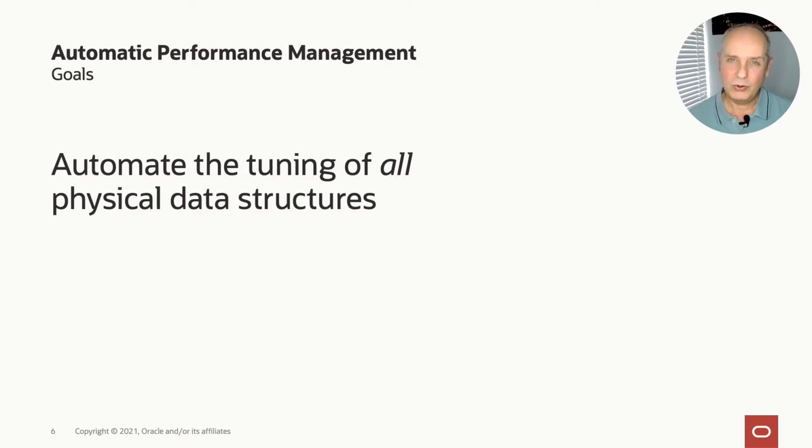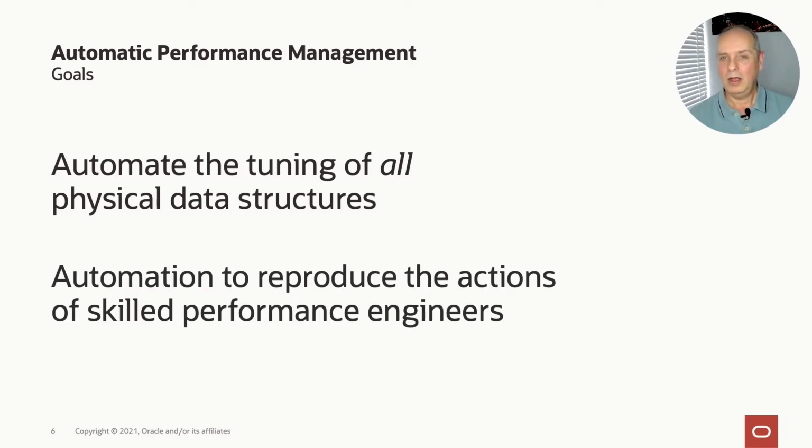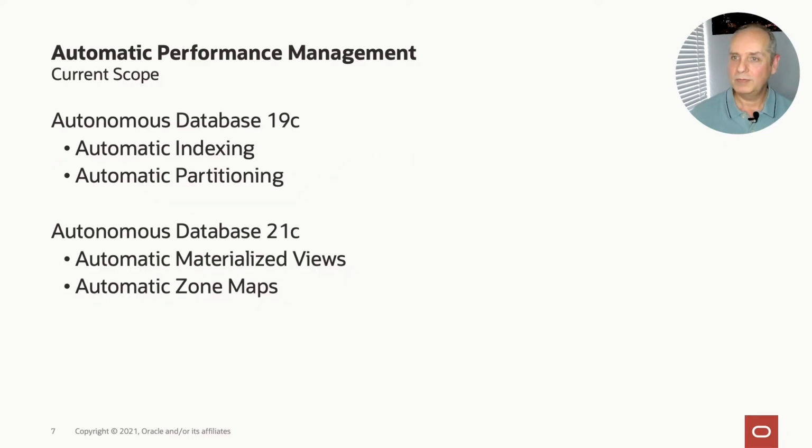That means we want to automate the tuning of all physical data structures. So the overriding scope of this technology is to tune the way that we access data inside the database and optimize that. I'll be specific about the structures in a minute. The key point is that the automation is designed to reproduce the actions of skilled performance engineers. So in other words, we're building on Oracle's decades of heritage and best practice in order to build that into the way automation works and delivering those performance improvements to you without any kind of manual effort.